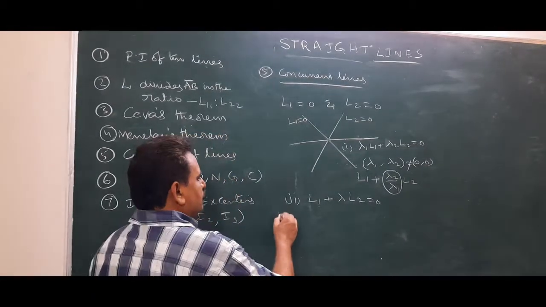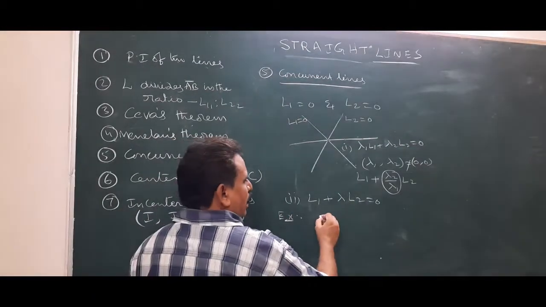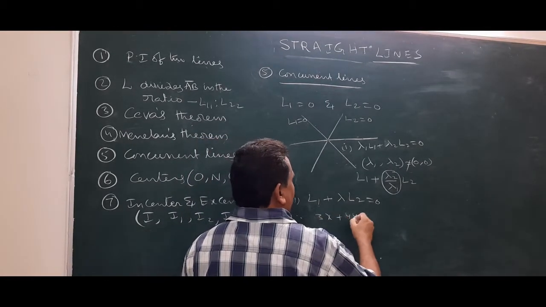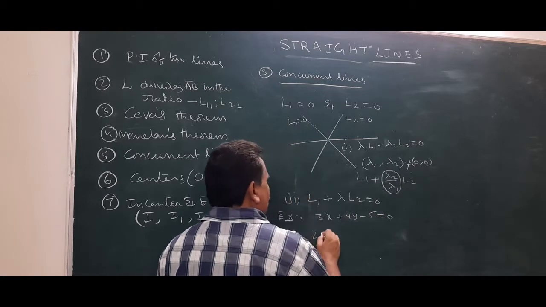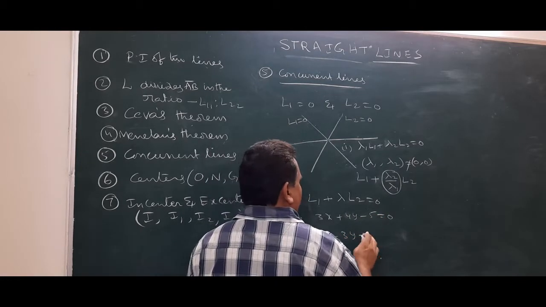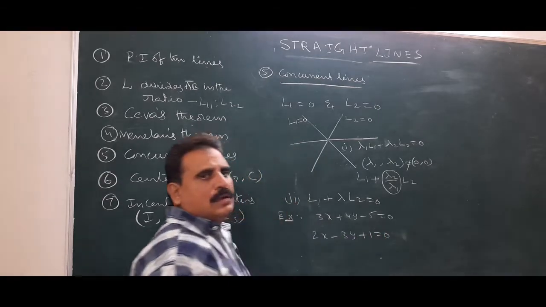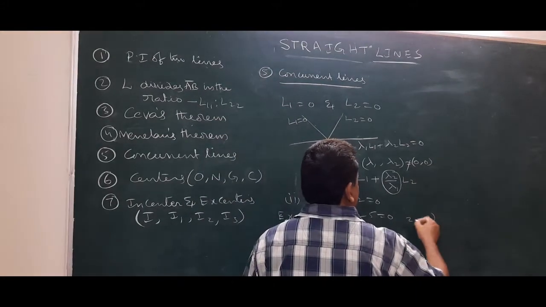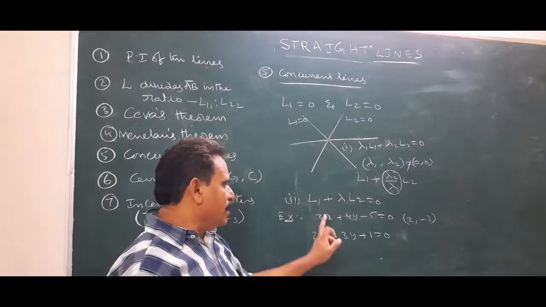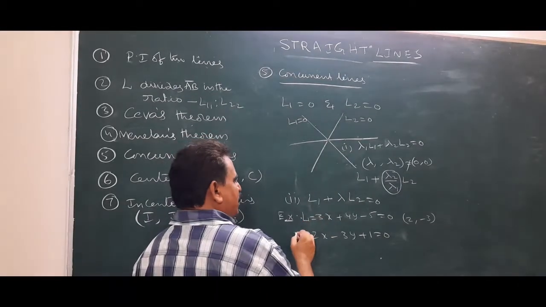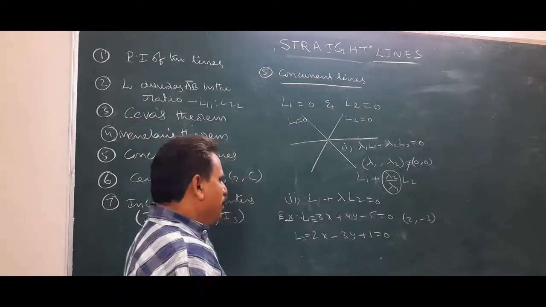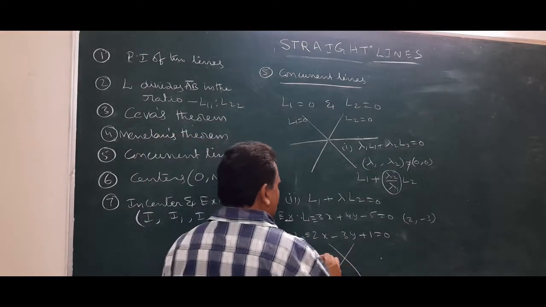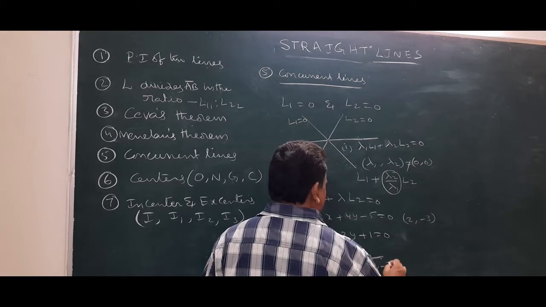For example, find the equation of the line passing through the point of intersection of 3x plus 4y minus 5 equal to 0 and 2x minus 3y plus 1 equal to 0, also passing through the point (2, -3). Look here, it is L1, it is L2. Find the equation of the line passing through the point of intersection of these two lines, also passing through the point (2, -3).